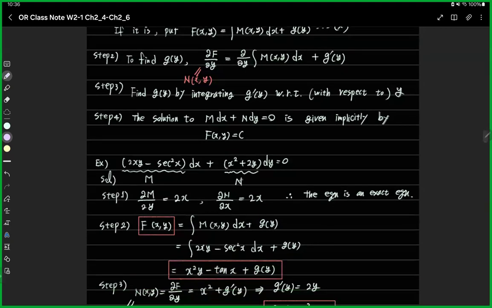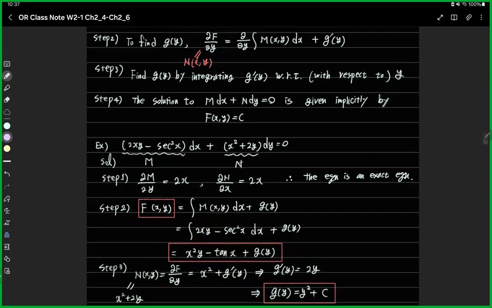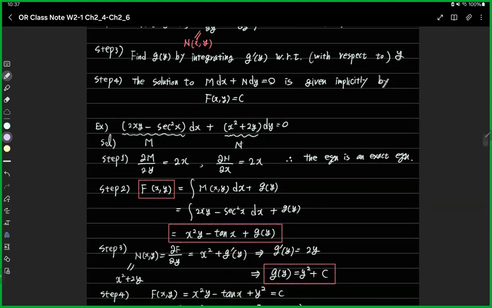And step 2: we set F as the integral of M with respect to x plus g of y. So what is M? 2xy minus secant squared x. Take the integral of this and you get x squared times y minus tangent x, since the antiderivative of secant squared is tangent, plus g of y right here. We didn't use N yet, right?